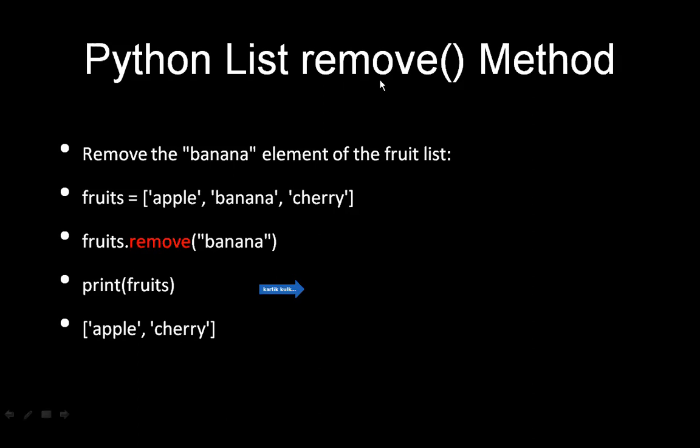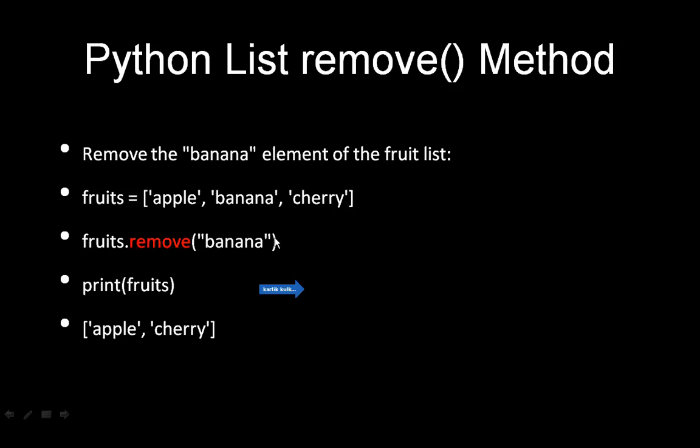For what purpose is the remove method going to be used? Remove, as the name itself suggests, means removing a particular element from the given list. Here I have specified the fruits: in this list of fruits, I have specified apple, banana, and then cherry. In a similar way, I want to remove the element banana.